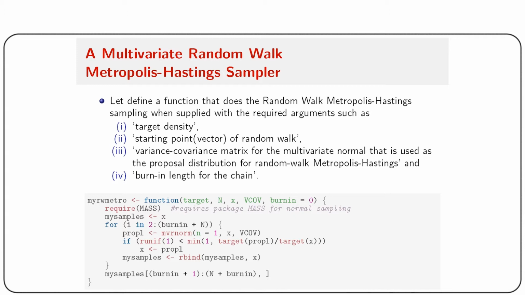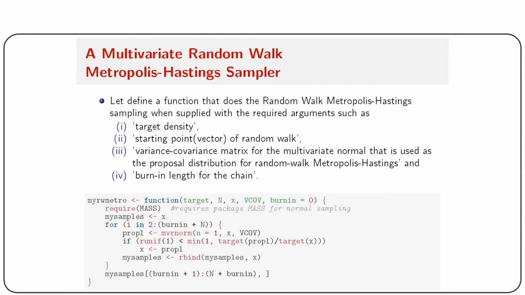So if you put the burn-in, then if 1000 samples are required and burn-in is 500, the total sample generated will be around 1500, one less than 1500 as per the for loop. Then the proposal is here for the random walk. I'm assuming the multivariate normal for n equals 1, with mean x, and the variance covariance matrix is VCOV, which is already another argument.